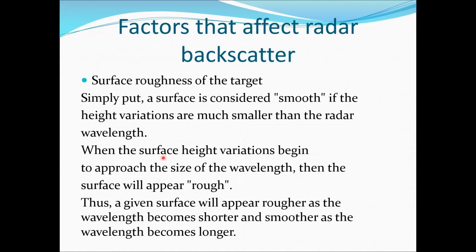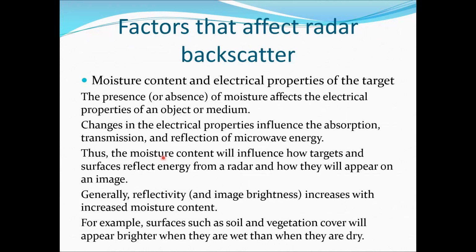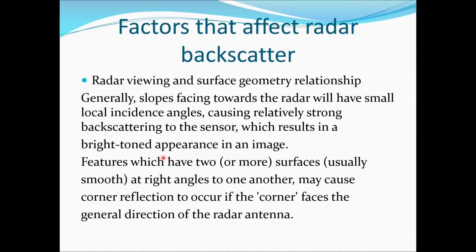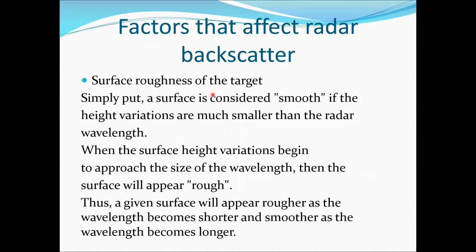So this one, surface roughness, in this slide I explained. Moisture, which we already basically also talked about, but I can also mention something on them. A surface is considered smooth if the height variations are much smaller than the radar wavelength, okay? So if the surface height variations begin to approach the size of the wavelength, then it will appear rough. So this in conjunction with the polarizations, you can be able to determine even the direction of the object, not only the roughness.